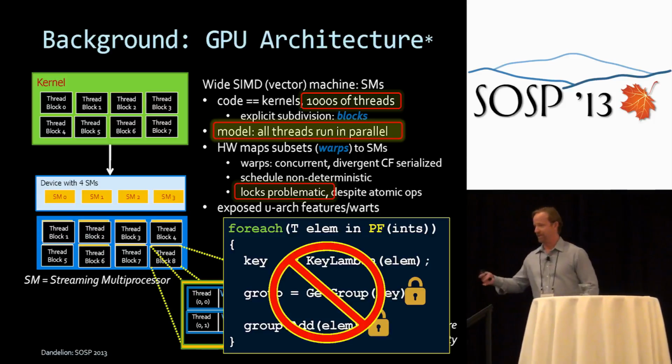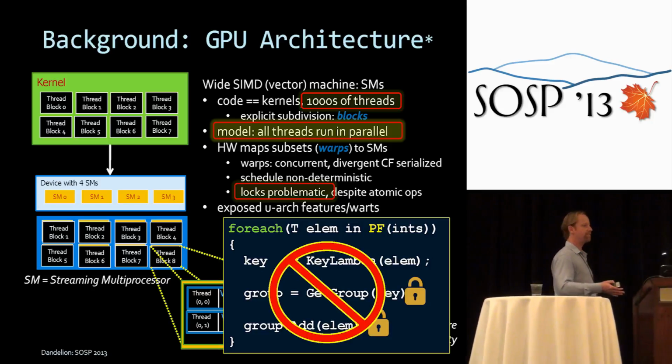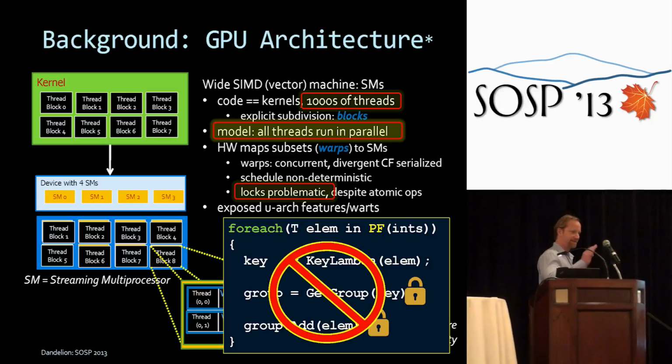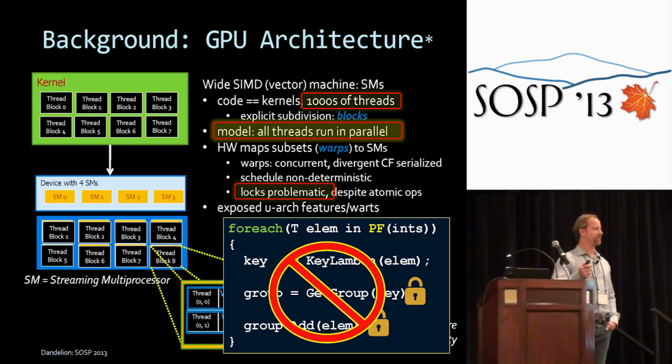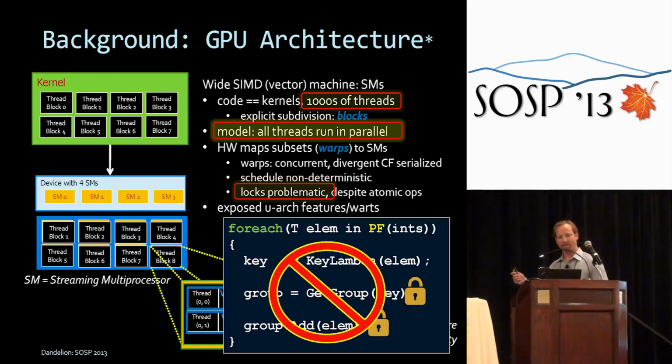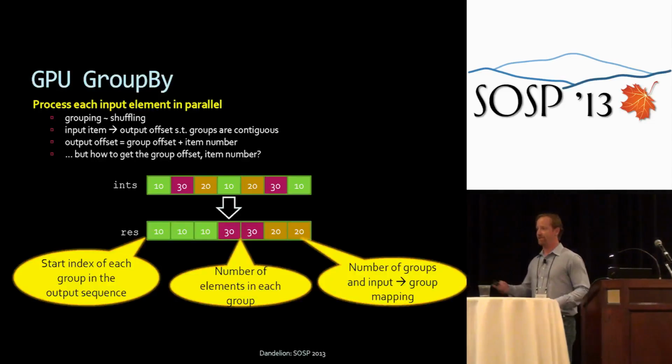So if you think back to the strawman implementation of a GroupBy that I showed you in the previous slide, this is out of the question due to both of the limitations I just told you about. So how do we actually perform a GroupBy on a GPU?